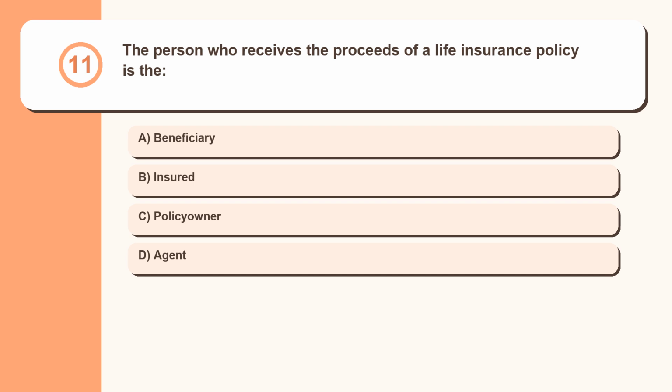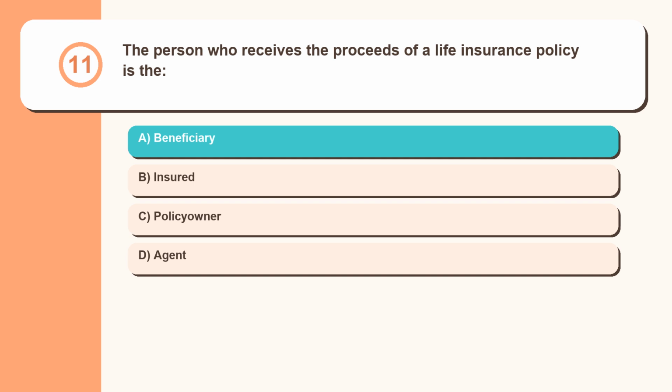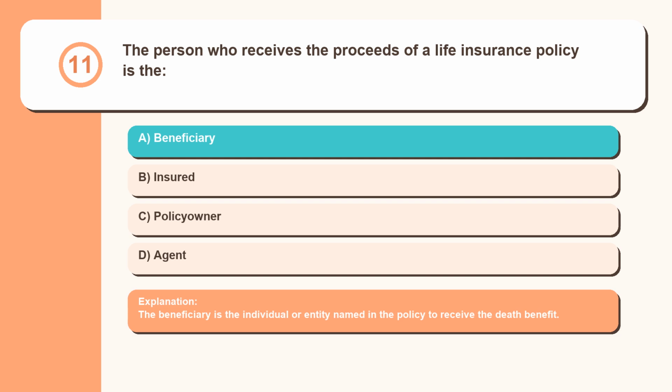Question 11. The person who receives the proceeds of a life insurance policy is the beneficiary, insured, policy owner, agent. The beneficiary is the individual or entity named in the policy to receive the death benefit.